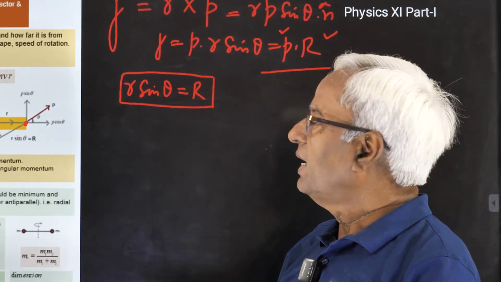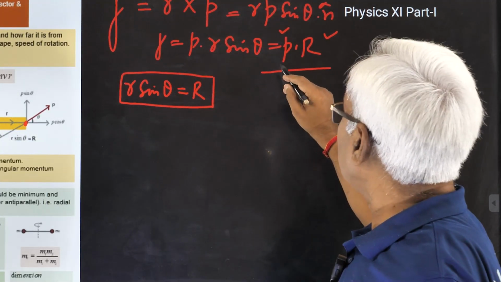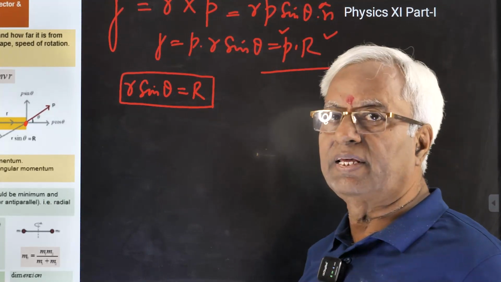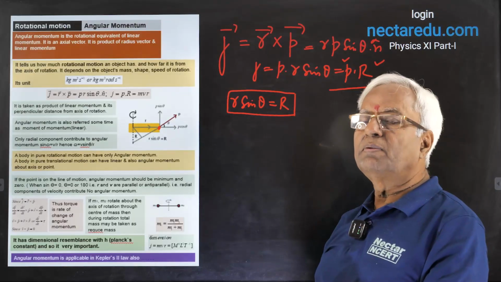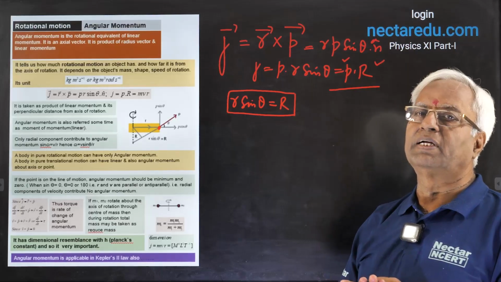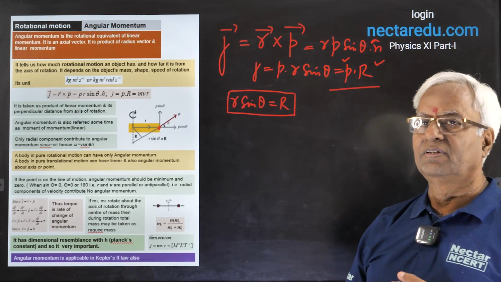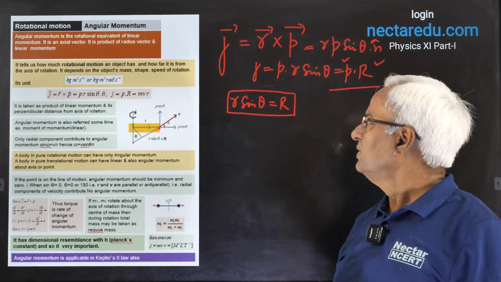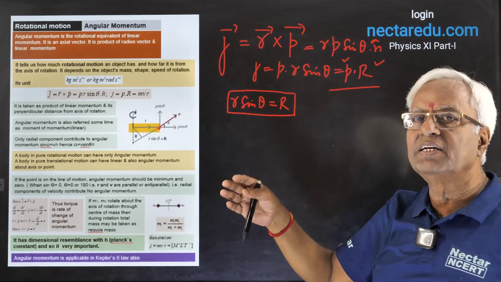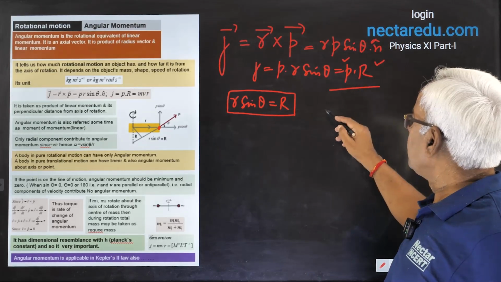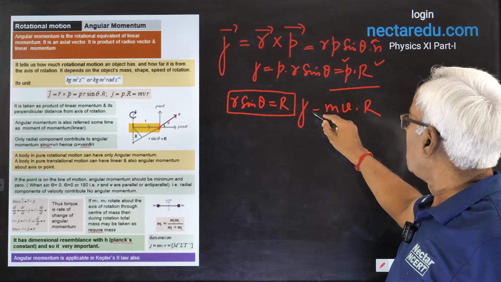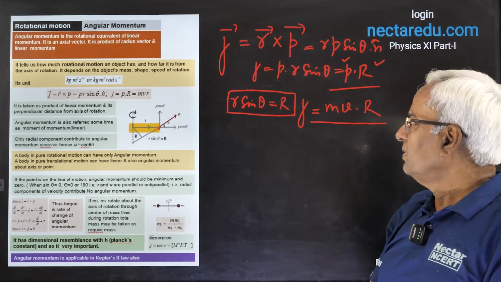We might say angular momentum is equal to the product of linear momentum and its perpendicular distance from the axis of rotation. Sometimes it is also called moment of momentum. That looks very rhythmic in utterance. Moment of momentum, but the second momentum stands for linear momentum. It could be written as mv into r as well.